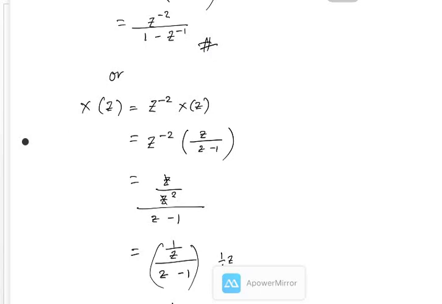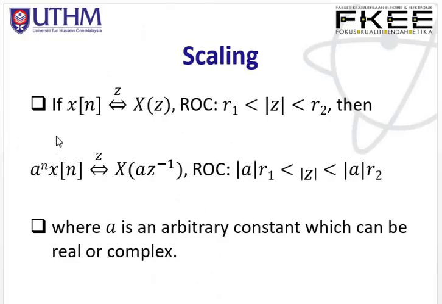Okay, so this is about the time shifting. Next is the time scaling. Scaling says that if the z transform of a to the power of n times x(n), you will get X(a to the power of minus 1 times z).